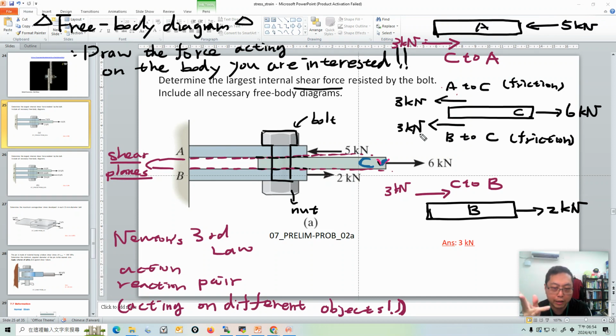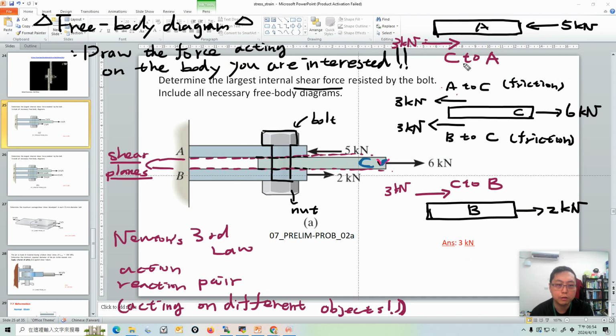So let's learn another very important concept, Newton's third law, action and reaction. You have the force A acting on C, so you must have a force C acting on A. You have force B acting on C, you must have a reaction force C acting on B. Action and reaction pair, and be careful, action and reaction act on different bodies. This is B to C, this is C to B, this is A to C, this is C to A. Do we finish all the force analysis?